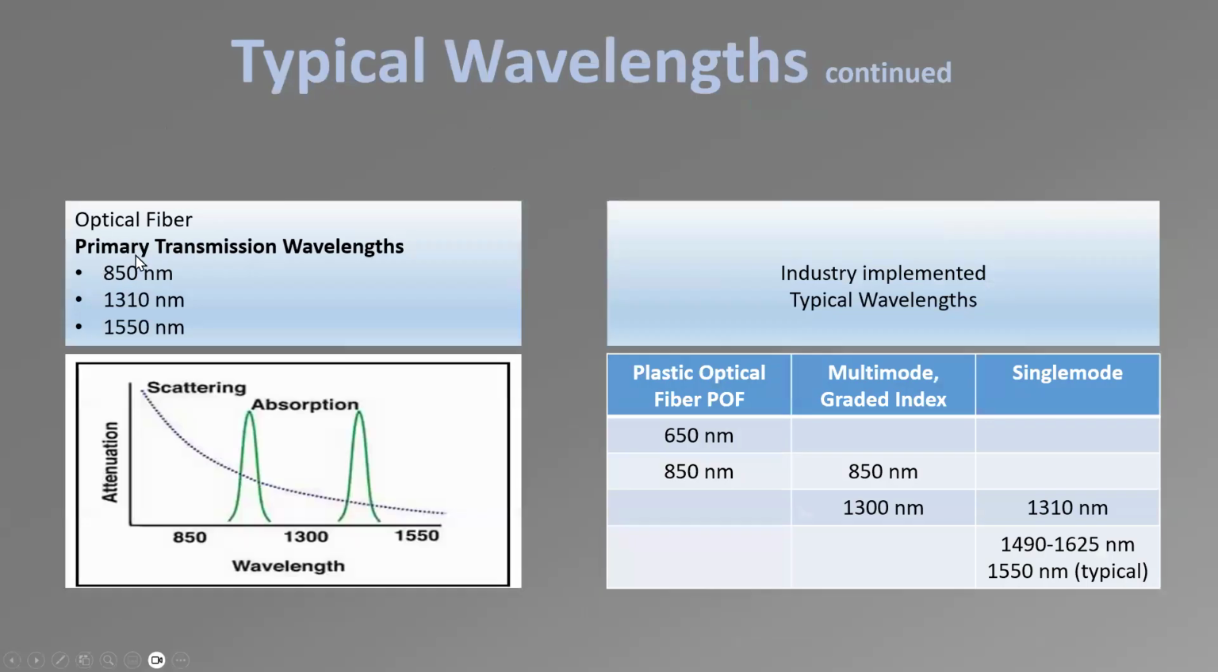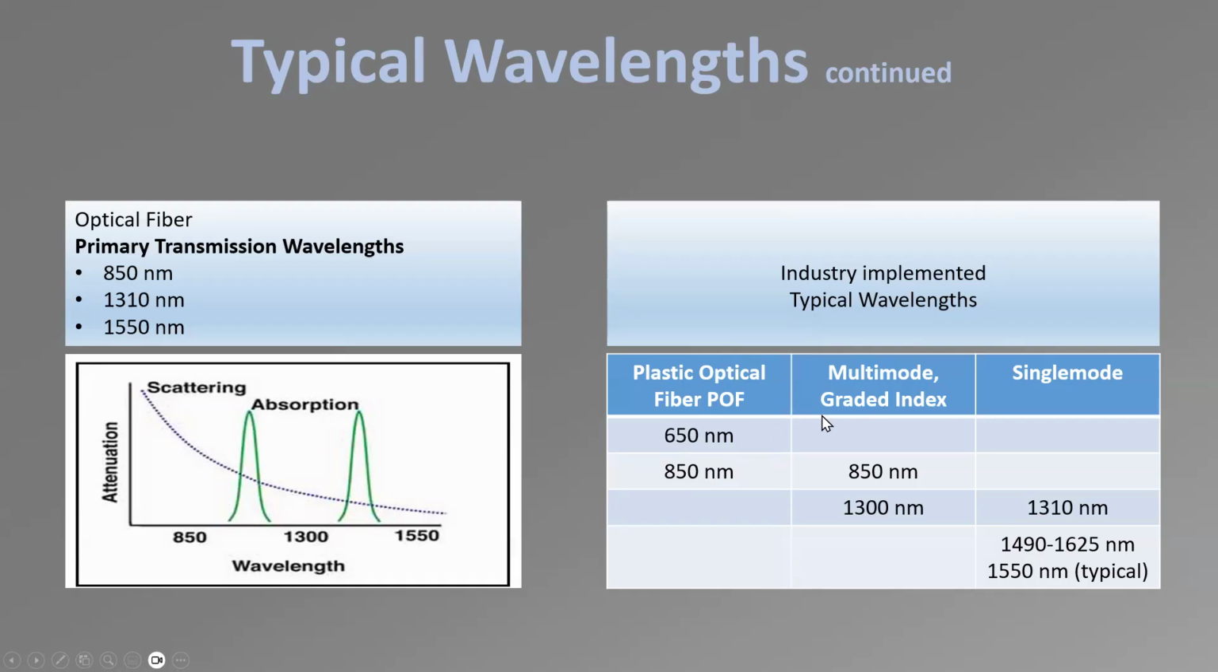Now, optical fiber primary transmission wavelengths, we talked about that. It's a summary. Here is the graph: absorption, scattering, attenuation, wavelengths in nanometers. Industry implemented typical wavelengths. Plastic optical fiber is usually used in connecting stereo equipment or in the car industry as well, to connect modules inside the car.